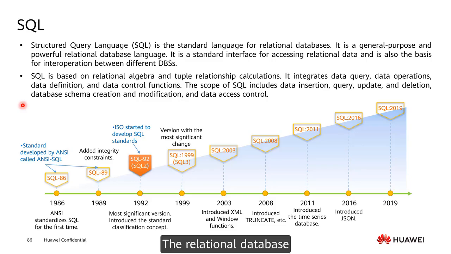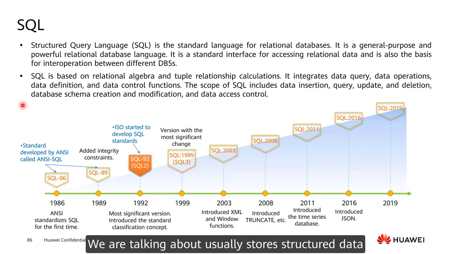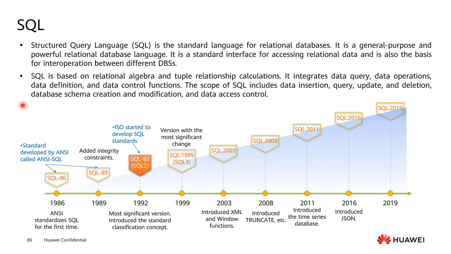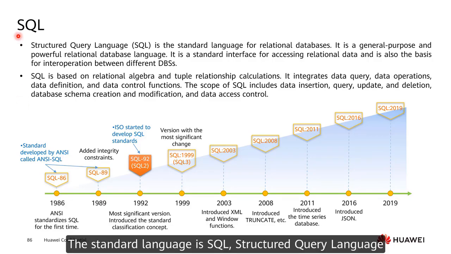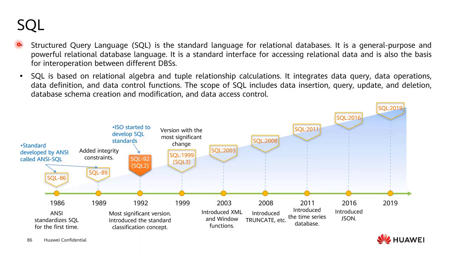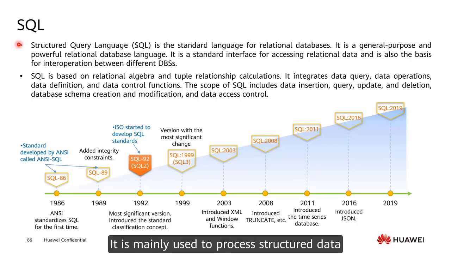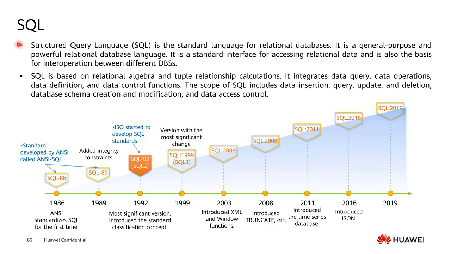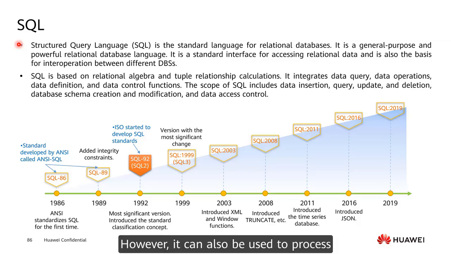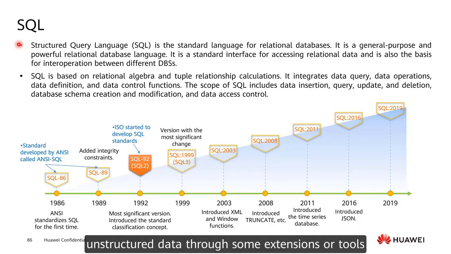The relational database we are talking about usually stores structured data. The standard language is SQL, Structured Query Language. It is a language designed for managing relational databases. It is mainly used to process structured data. However, it can also be used to process unstructured data through some extensions or tools.